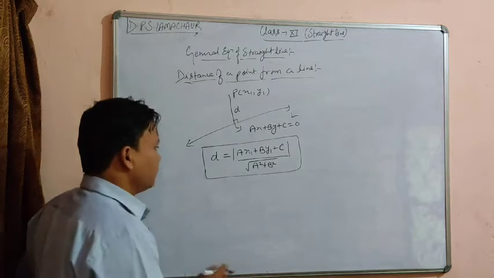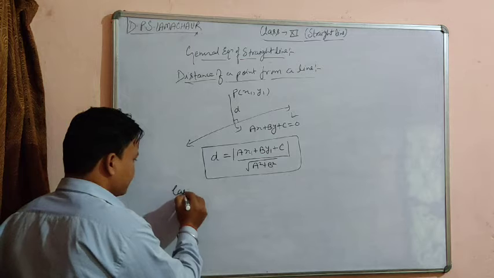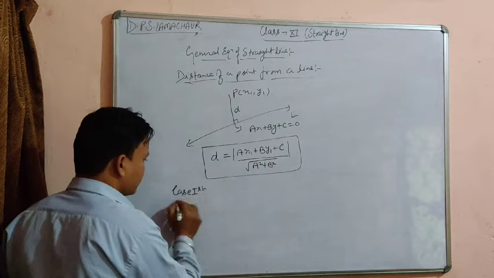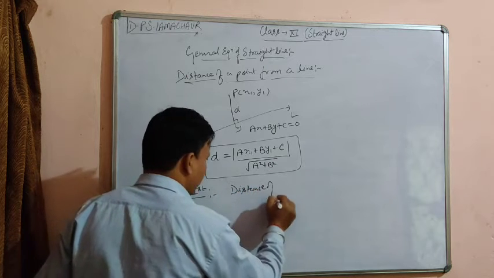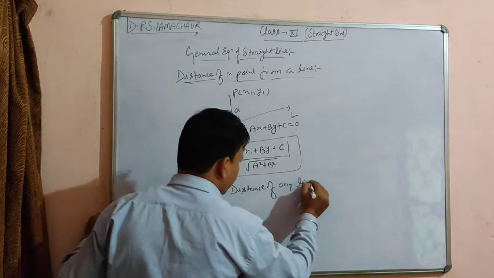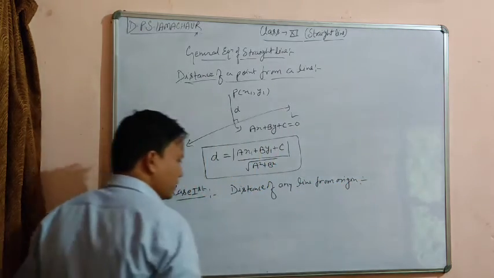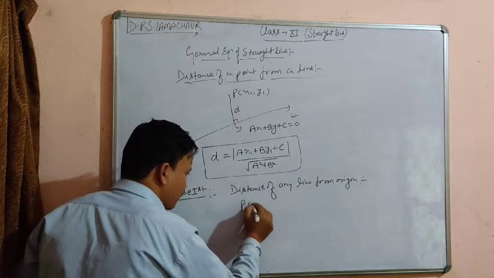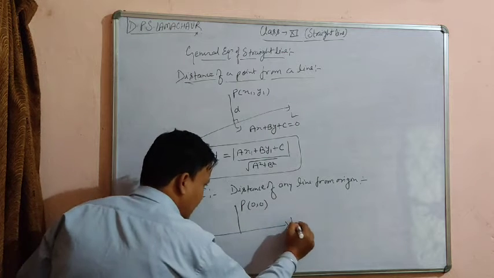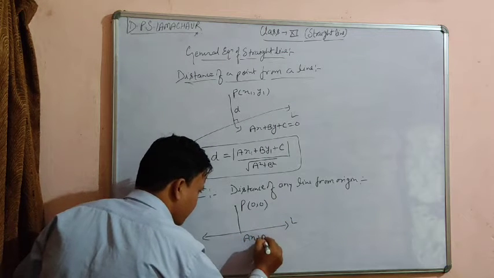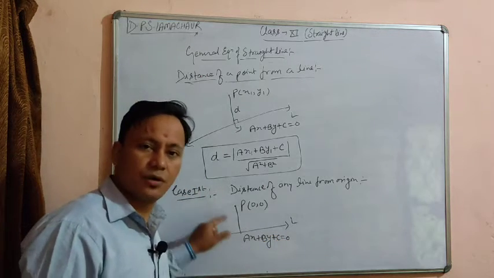Now let us suppose we want to find the distance of any line from the origin. For that purpose, let us suppose the point is the origin, and this is the straight line having equation ax plus by plus c is equal to 0, and we need to find the distance of this line from the origin.